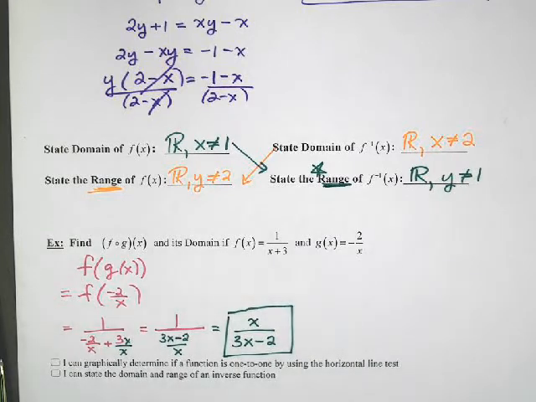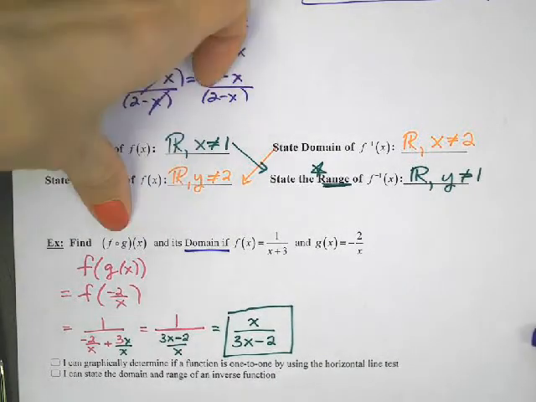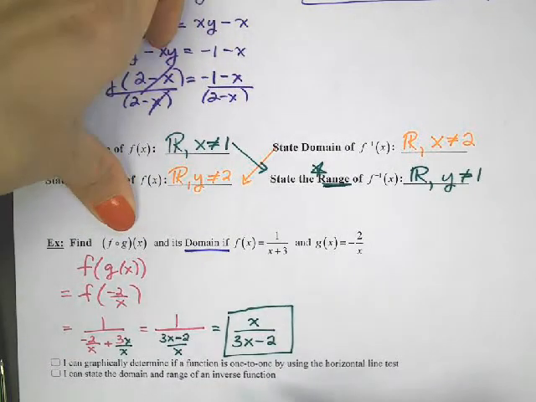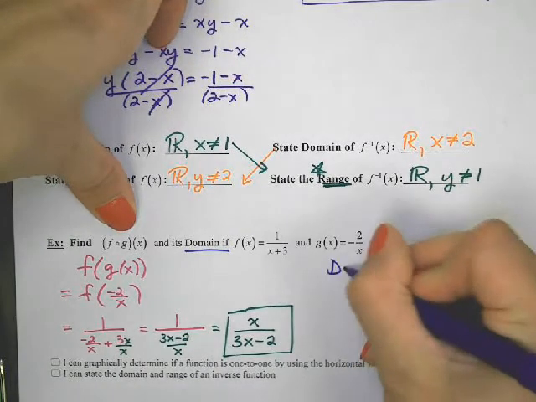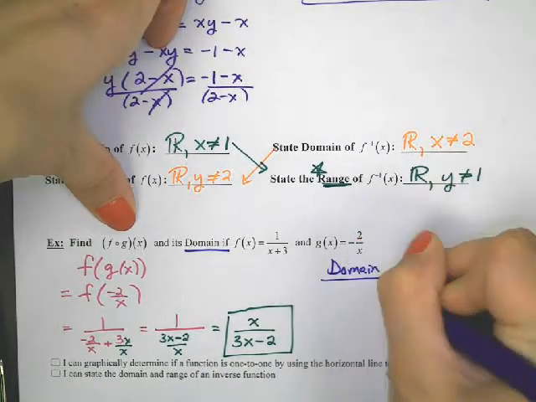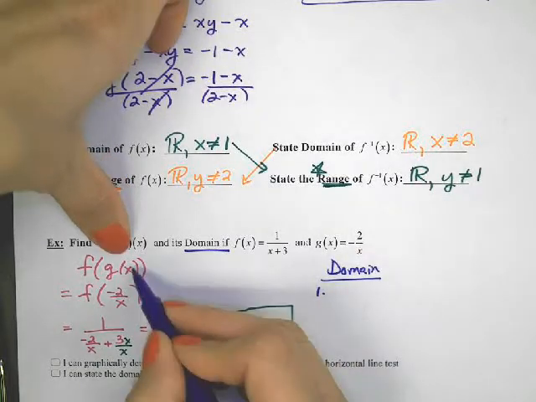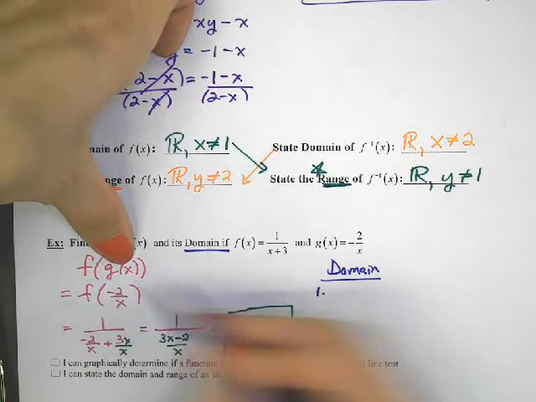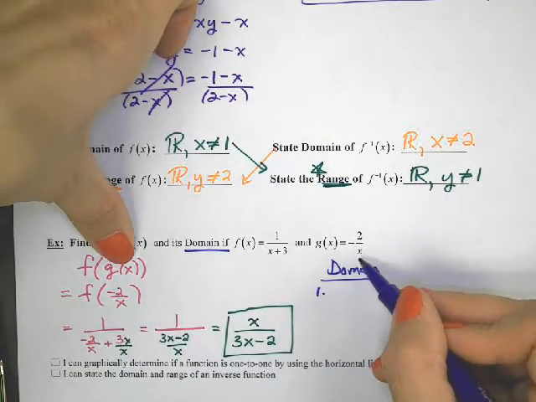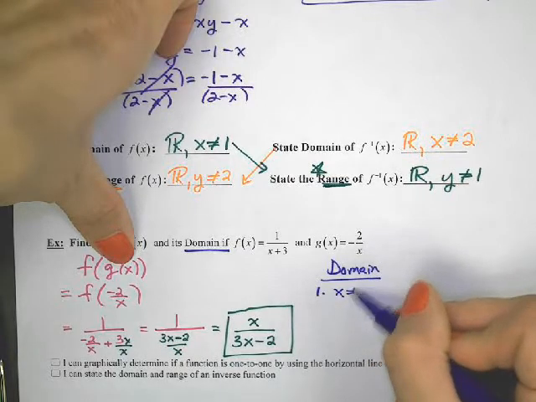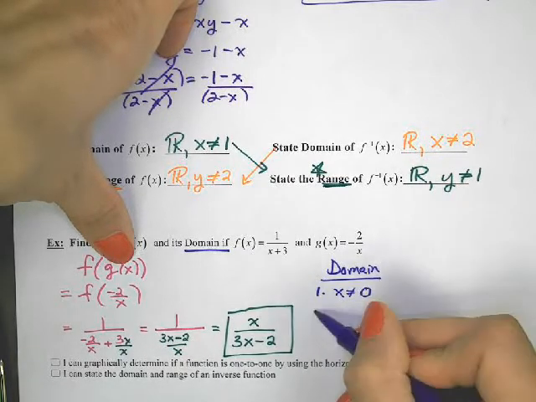Okay. Now, this one also said, and find its domain. So now we got to do the domain. But remember, domain of a composed function is not just looking. We have two steps. So let's go for the domain. Okay, step one, domain of the little guy. So let's look at g and tell me the domain. X cannot equal 0.